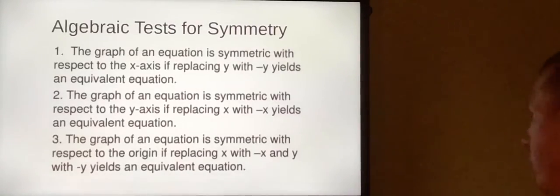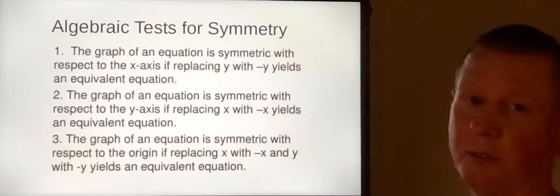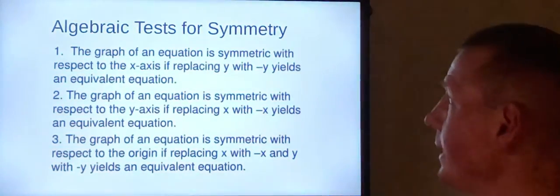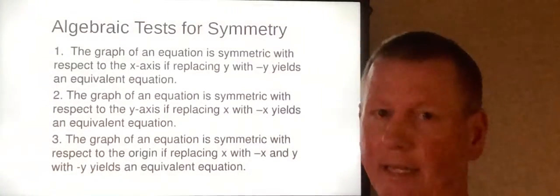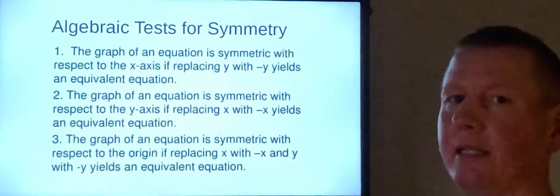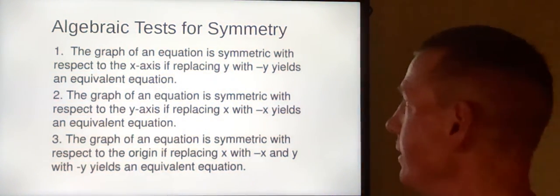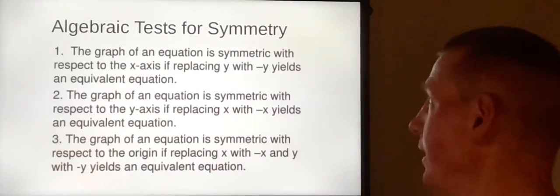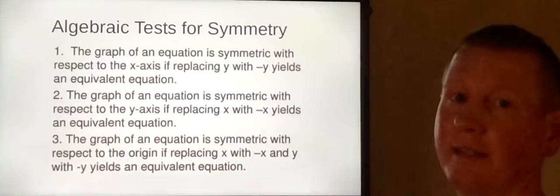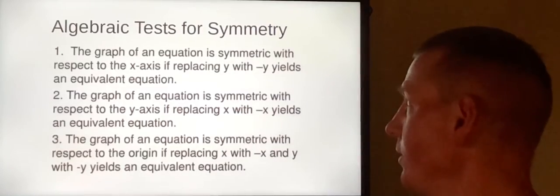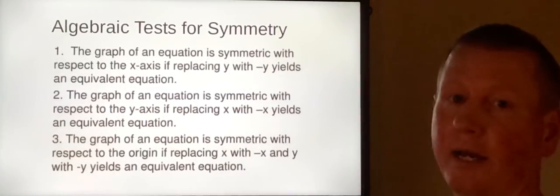Okay, let's talk about some of our algebraic tests that we use for symmetry for all three of these situations. So the first one we talked about, x-axis symmetry. Basically, if we replace y in the equation with negative y, and the equation remains the same, then we know it has x-axis symmetry. If we replace the x with negative x, and the equation remains the same, then we know it has symmetry with relation to the y-axis.